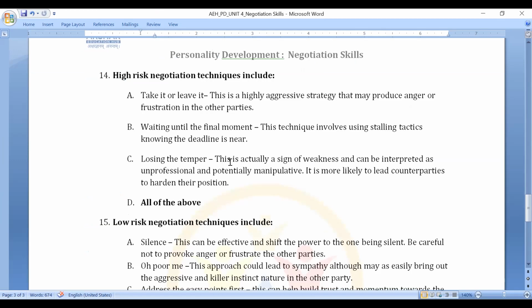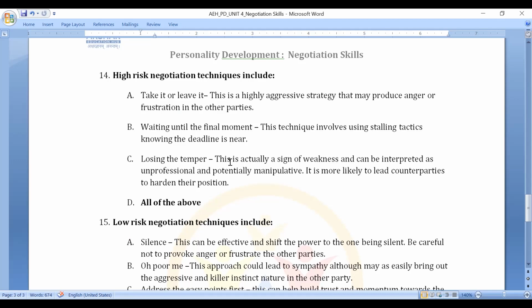14th question. High risk negotiation techniques. First is take it or leave it. This is a highly aggressive strategy. If you agree, fine, take it or leave it. That may produce anger or frustration in the other parties. Sometimes it is possible that the party is not ready with your proposal, but you are doing an aggressive negotiation. You don't want to bend down, so it may lead to frustration.